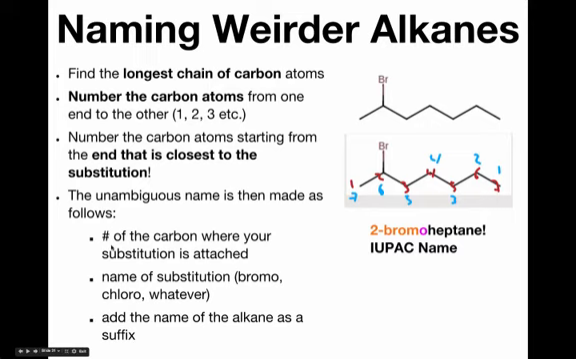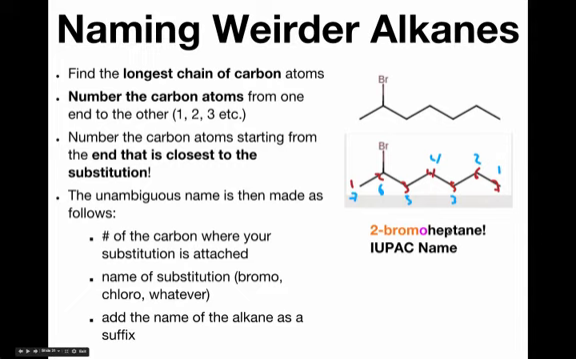And if we follow the rules, you give the name as follows. The number of the carbon where your substitution is attached. Our substitution is attached to carbon number 2, so that's why we put a 2 here. Then we give the name of the substitution. This is a bromo substitution, so the name should begin with 2-bromo. And then we add the name of the alkane, and the alkane with 7 carbons is heptane. And that name of the alkane is the end part of the name. So this entire molecule up here, unambiguously named, is called 2-bromoheptane.